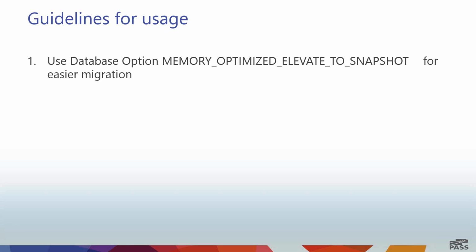So, guidelines for using this new transaction model. First, we recommend to typically use this new database option, memory optimized elevate to snapshot, to make migration easier. Then, we don't support any locking hints like updlock or xlock or whatever. Instead, you should declare the isolation level that you want to use. If you're using an xlock hint now, you probably want to have serializable isolation.